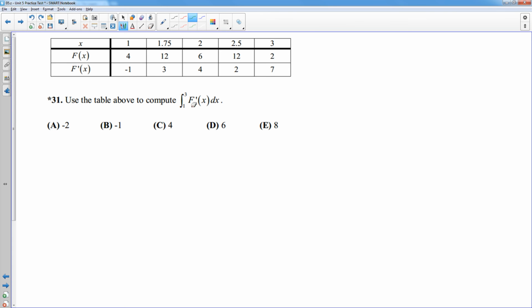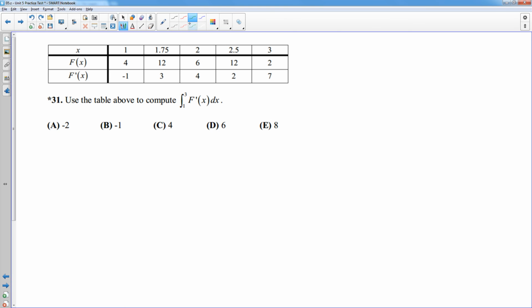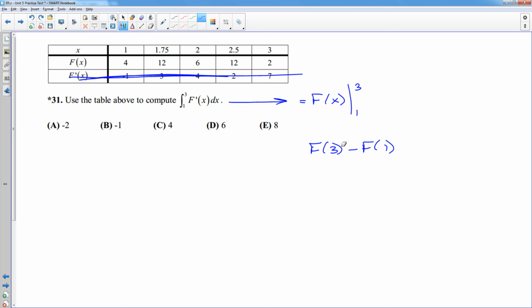And the last number. Table above to compute that area. Same table as the previous problem, only a different question. Well, with any area, it'd be nice if you could find the antiderivative, and this one actually sets up very nicely because the antiderivative of f prime would just be f, and we're evaluating that from 1 to 3, which is simply going to be f of 3 minus f of 1. f of 3, again, we're not going to use the f prime row. f of 3 is 2 minus f of 1, which is 4. And we get negative 2. There we go.